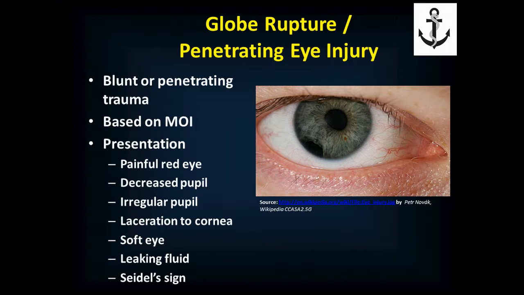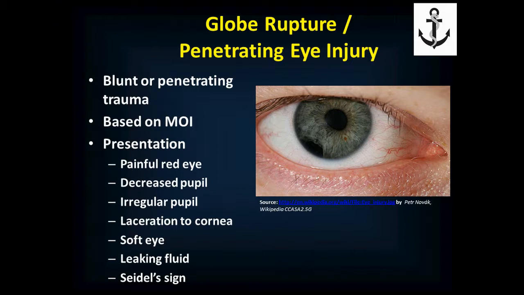So you look at this pupil here, and from the 9 o'clock to about the 5 o'clock position, it's nice and round and what you would expect. And then from the 5 o'clock to the 9 o'clock position, it's very irregular. It's got some rough margins, and it's straight, not curved. So that would be very concerning for a penetrating anterior chamber injury. You may see a laceration on the cornea. As you're examining the eye, it may feel soft to you.